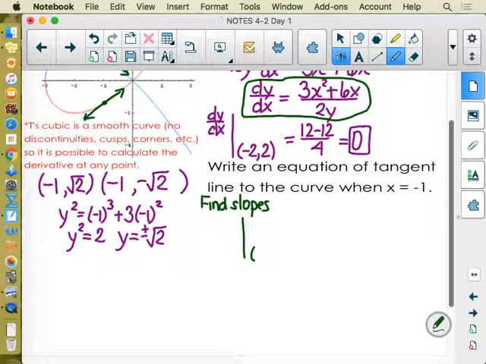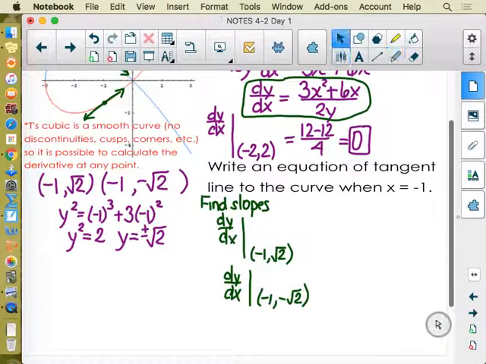So here's where you might want to stop the video and actually evaluate that for -1, square root of 2, the dy dx. And also evaluate that slope, the dy dx, at the ordered pair -1, negative square root of 2. When you do, and you simplify and you do all the square root work, and please stop the video and do that so that you're certain that you can, you end up with slopes that are opposite each other.